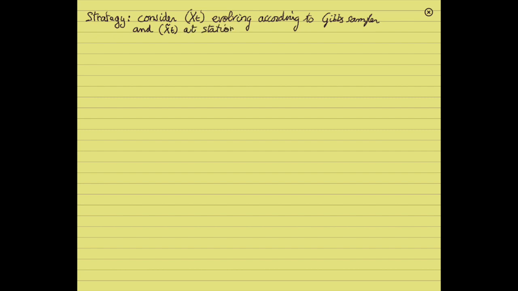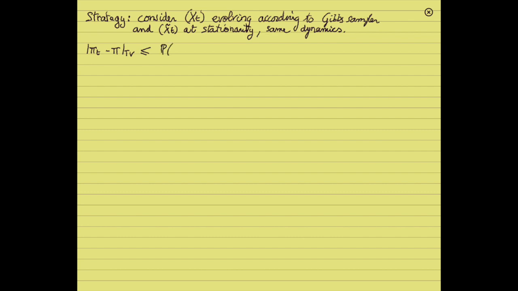So the strategy to obtain geometric ergodicity here will be, again, of course, to employ a coupling. And so we will consider our Markov chain xt evolving according to our Gibbs sampler, and another Markov chain, x tilde t, which is distributed according to pi. So it's at stationarity. It's already at the distribution pi, but it undergoes the same dynamics. So it moves according to the same Gibbs sampler marginally. So it's the same strategy as we did for the AR1 process.